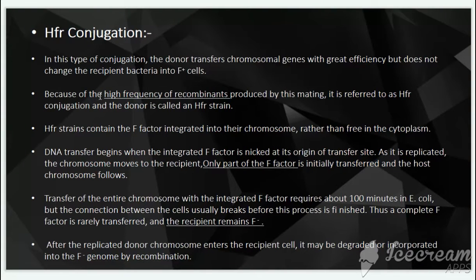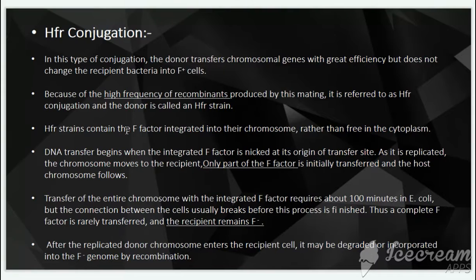Why? It is called Hfr conjugation: a high frequency of recombinants is produced by this mating. Now you will ask, why is a high frequency of recombinants produced? Because in normal conjugation, I told you to remember that there is a low frequency of recombination. We are going to see why there is a high frequency of recombination here, and it is referred to as Hfr conjugation, and the donor is called the Hfr strain, because the donor has a high frequency of recombination.